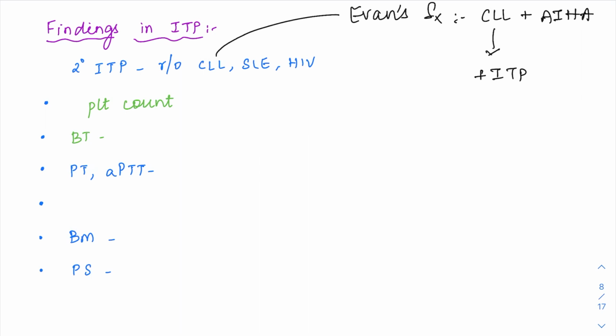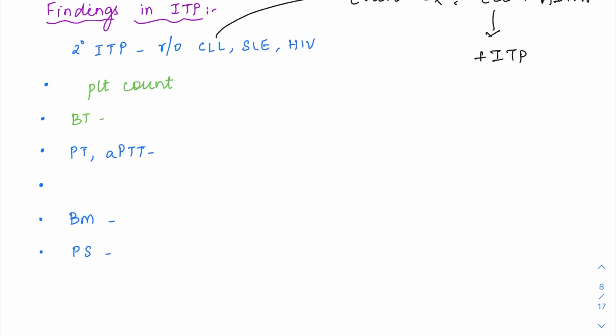So SLE again is an example of an autoimmune disorder. Then certain infections like HIV. So every cause of thrombocytopenia has to be ruled out before you label a patient as ITP. Okay. So what are the findings you see in ITP? So the normal coagulation profile I'm going to give here.